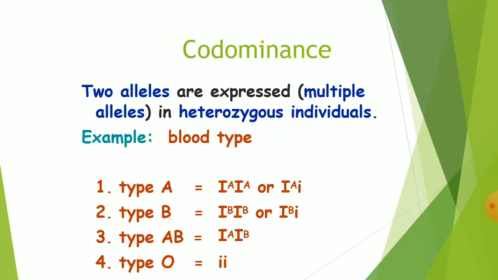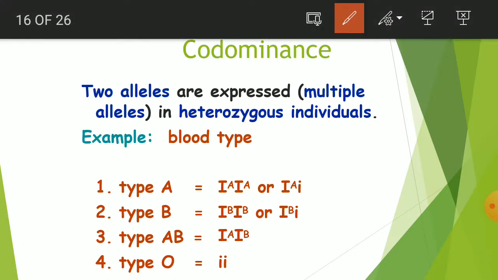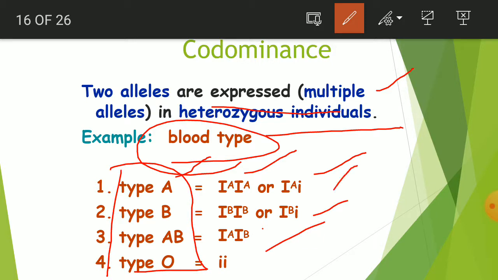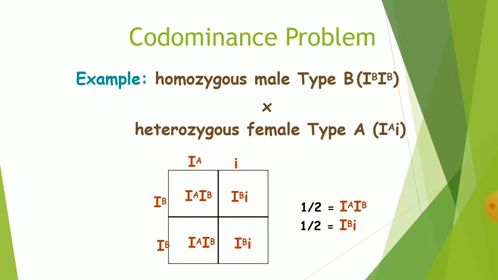Codominance. Codominance means both alleles are expressed in the heterozygous individual. This is also known as multiple allelism. An example is the blood group in humans: the type A blood group is encoded by one allele, and similarly for the other blood types, different alleles encode the different types of blood.